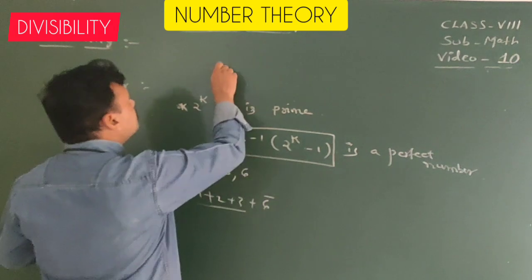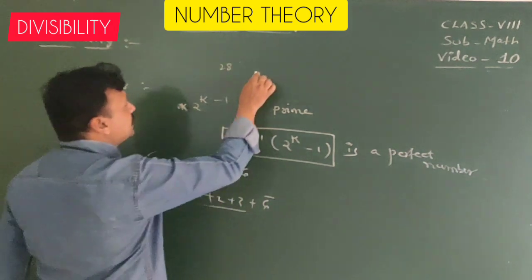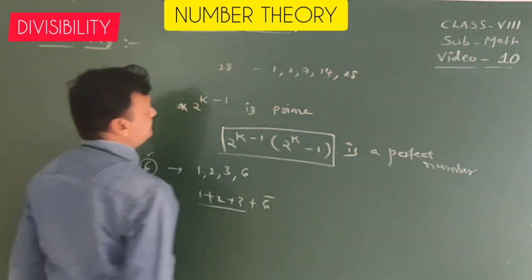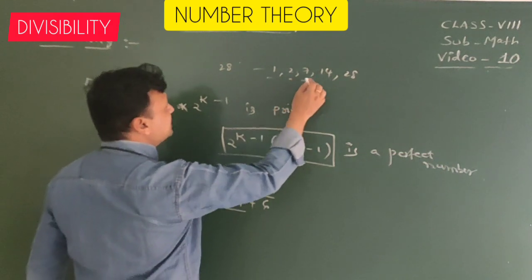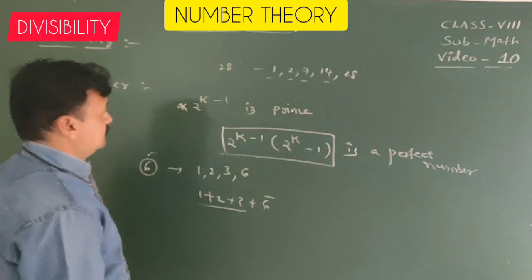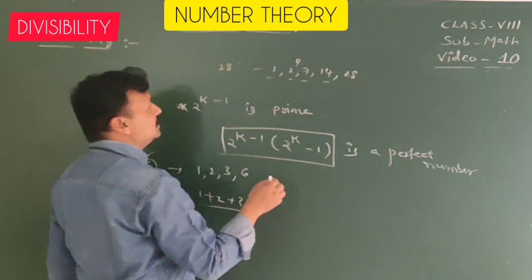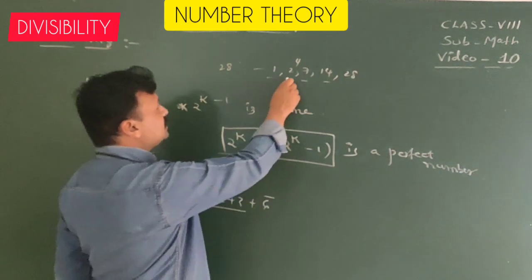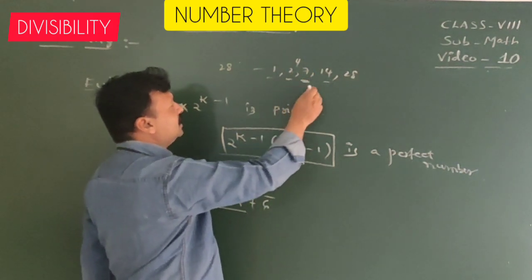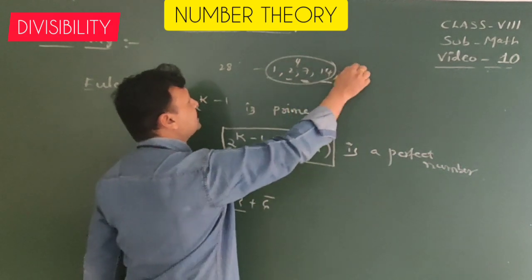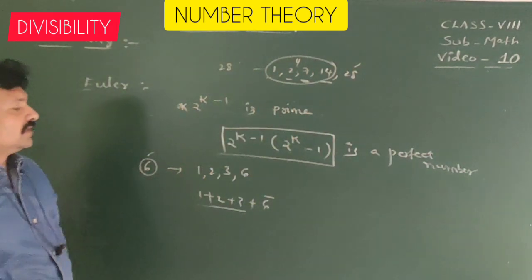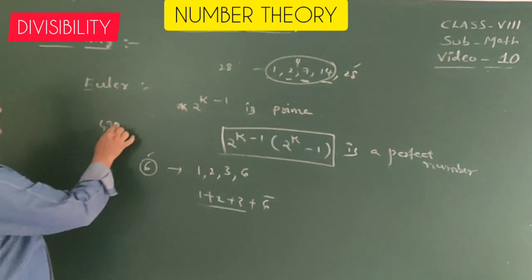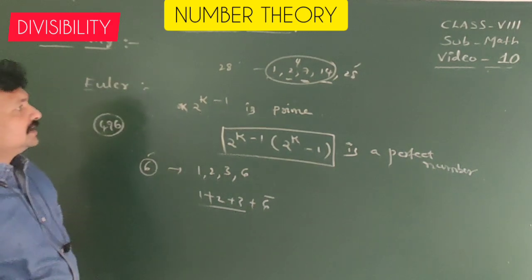Another one, 28. Here the factors of 28 are 1, 2, 4, 7, 14 and 28. Here 1 plus 2 is 3, 3 plus 4 is 7, 7 plus 7 is 14, 14 plus 14 is 28. Excluding 28, the sum is equal to 28. Including 28, it is double. Then 496 is also a perfect number.